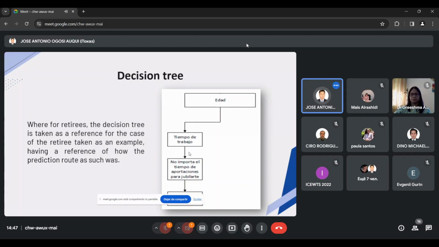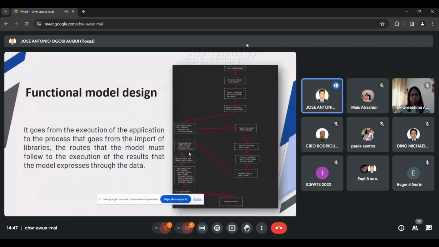So this model will help us in the future, from now to the future, to choose the better option, whether it is ONP or maybe AFP, to acquire an excellent amount of money month by month. So when we are retired, this is the functional model design. Well, this is maybe how the backend works, our functional model.